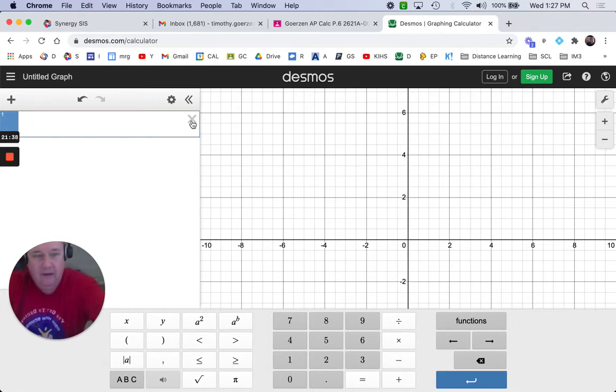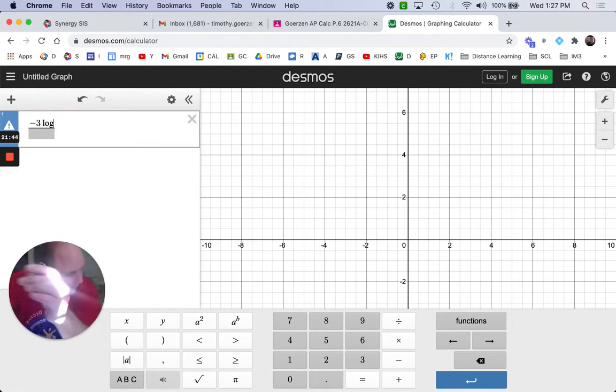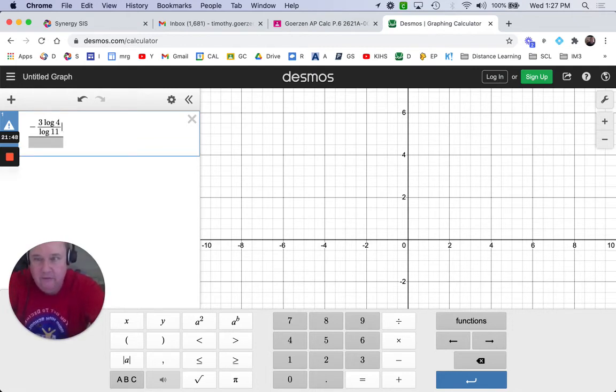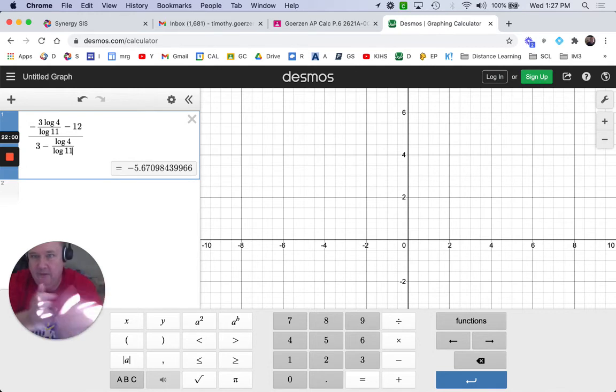So start with the divide sign. So it's negative 3 log, and it's log 4 divided by log 11. Move the cursor, subtract 12. In the denominator is 3 subtract log 4 divided by log 11. That's it. And you get negative 5.671.